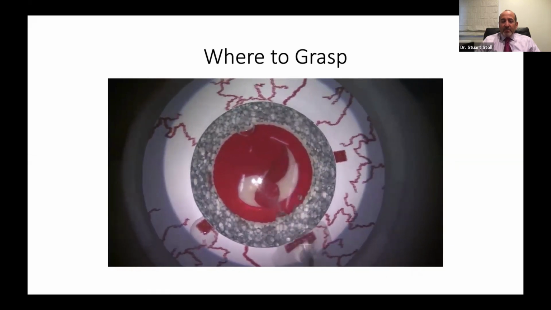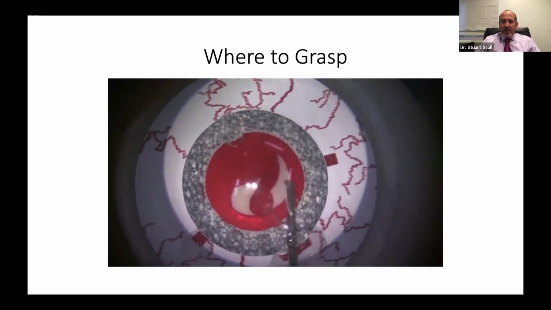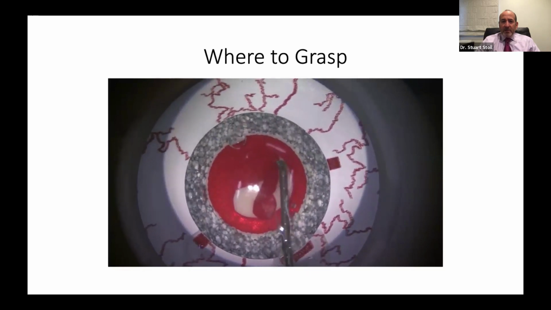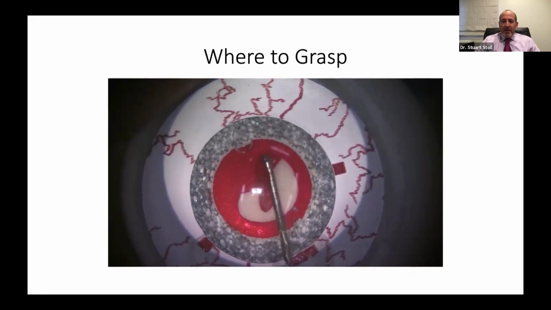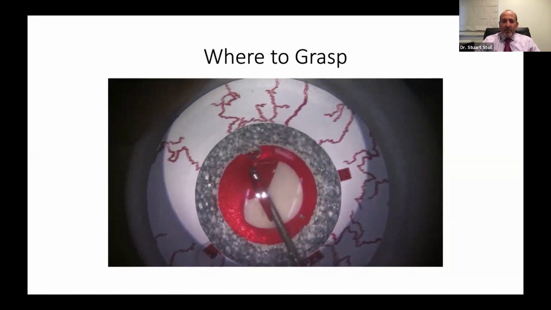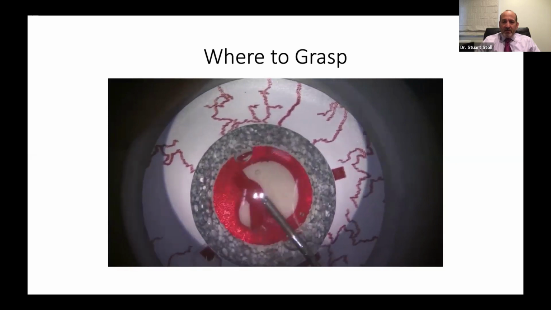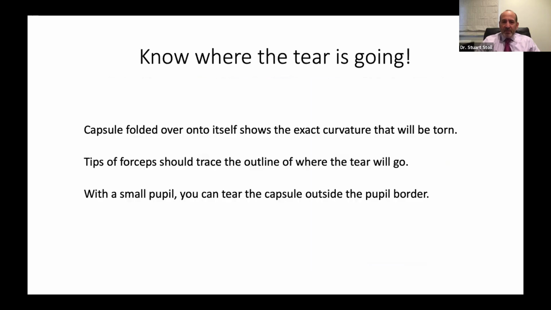We want to grasp. Didn't like something there, came out, maybe put in some viscoelastic. That's too far. That's too close. Right about there. Then we can re-grasp and fold it over and get it on tension and come around. So not too close, not too far, just an optimal position.